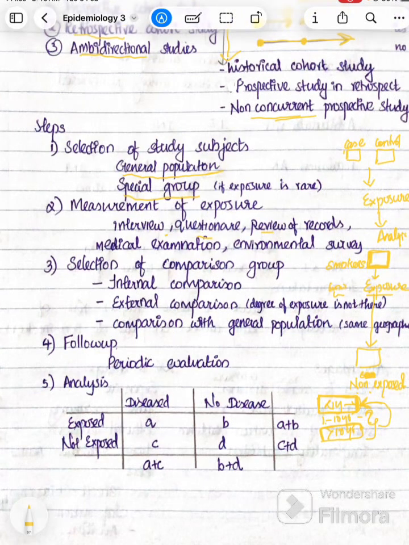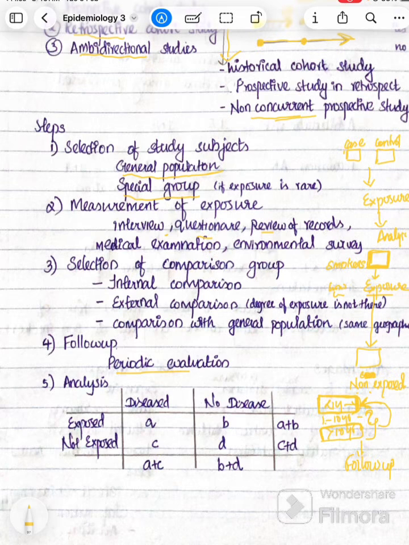So this is internal comparison. If the degree of exposure is not there, we can take external comparison as well. For that we can use the general population from the same geographical area. Next one is follow up. We are going to measure whether the disease has occurred or not, whether lung cancer is there or not, like that.